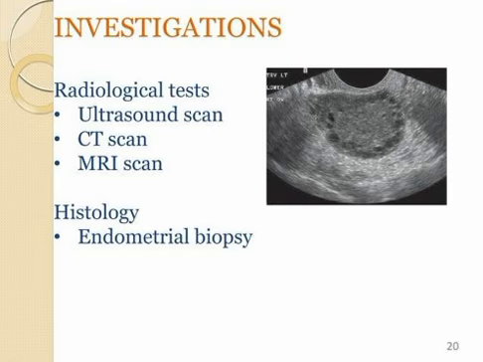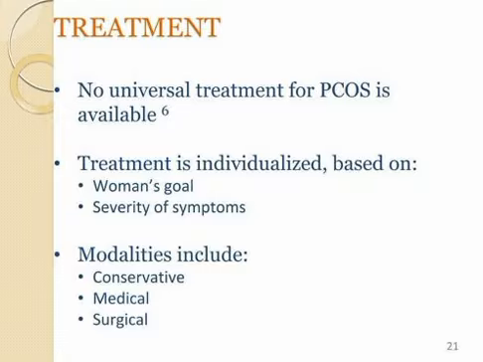In histology, when an endometrial biopsy is taken, the outer layer of the uterus is taken and the tissues are biopsied to get the test results for endometriosis. So these are the investigations taken to diagnose polycystic ovarian syndrome. Next will be the treatment.